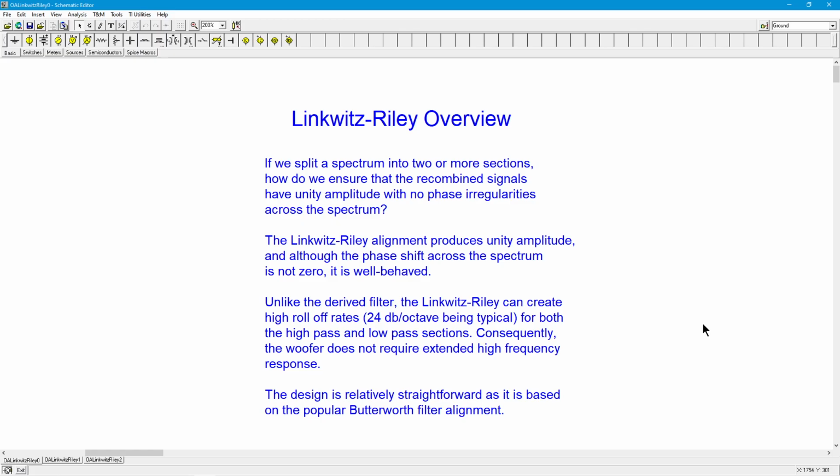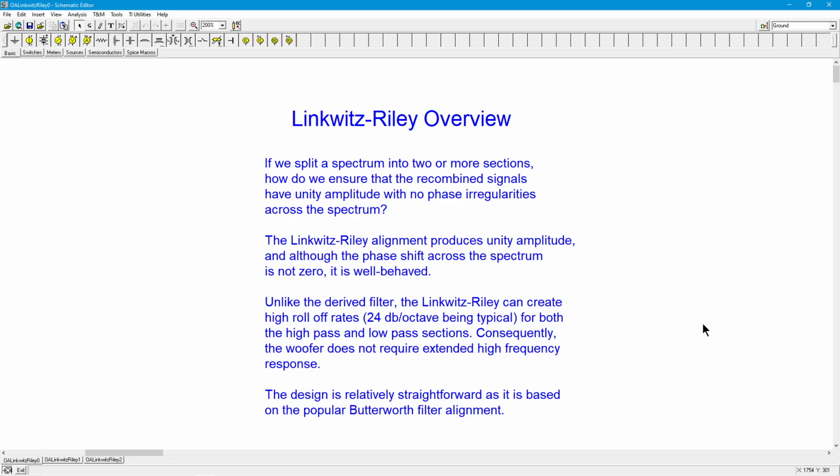And in the derived filter, that's what we got. Everything added up really nice. The net filter phase response was zero. Happy, happy, joy, joy. The problem with the derived filter is really on the low frequency end, is that although we could set up, let's say, a third order 18 dB per octave roll-off for the tweeter, the woofer actually needed extended high frequency performance because the derived filter, the low pass filter, wound up only having about a 6 dB per octave slope, and it had about a 4 dB bump at the critical frequency. So that's a little bit more demanding of the woofer than perhaps we would like.